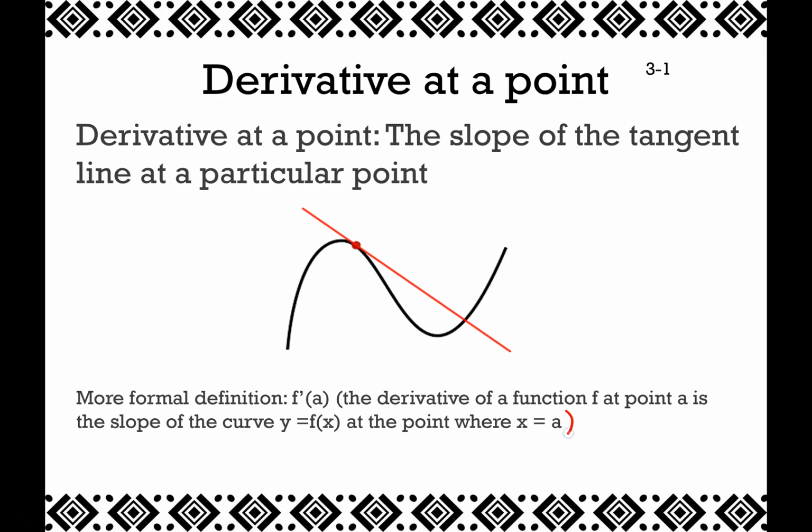This is the notation that means the derivative, or the slope of the tangent line at x equals a. This is going to make a lot more sense once we use it a ton. If you like that formal definition, go ahead and write it down.